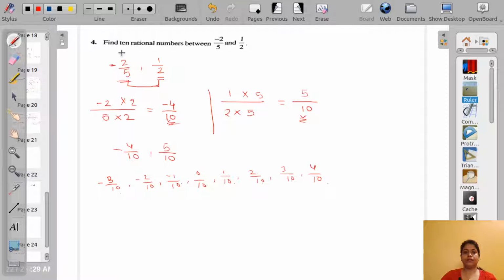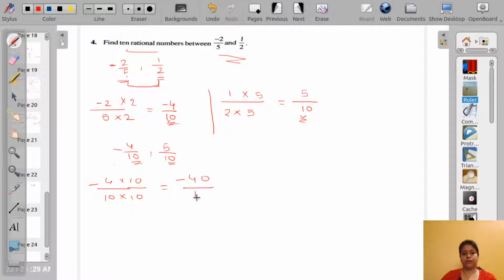But we want 10 rational numbers between these 2 numbers. So let us make the denominator bigger. Let us multiply minus 4 by 10 by 10, both numerator and denominator. Minus 40 by 100. And 5 by 10 multiplied by 10 is 50 by 100. Now between minus 40 and 50, we will get many numbers as the denominators are the same.